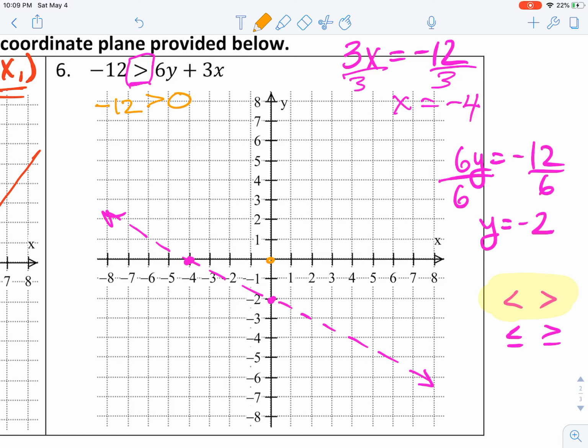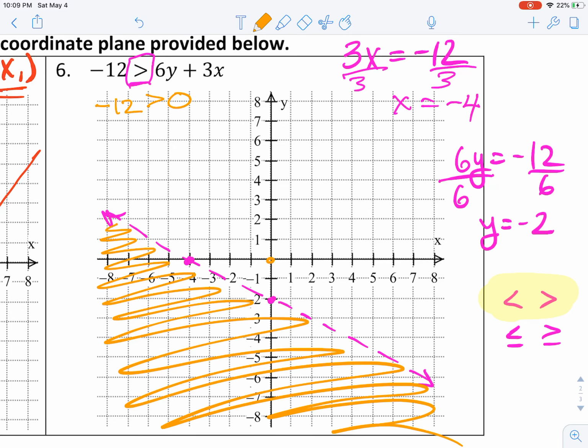No, absolutely it's not. So 0, 0 is not one of my solutions, which means that this entire top side of the line is not one of the solutions. Nothing over there is a solution. It's all going to be underneath the line. So I'm going to shade under the line to show that all of my values are going to lie in that section.